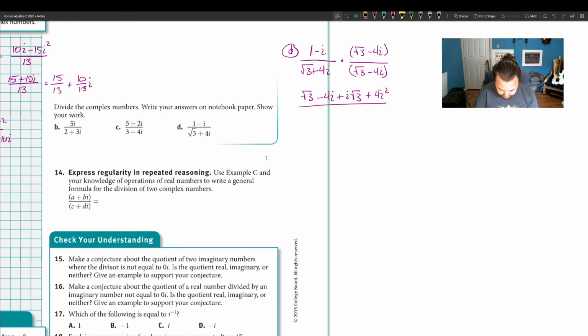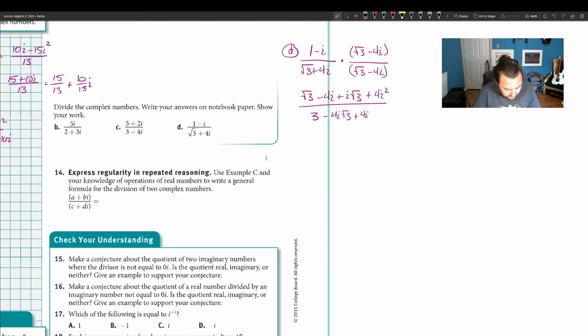Square root of 3 times square root of 3 will be 3. Square root of 3 times negative 4i will be, nope, I got myself mixed up. I'm trying to do too many things at once. 3, root of 3 times negative 4i will be negative 4i roots of 3. Then we'll do positive 4i roots of 3. And then we will do negative 16i squared. So it looks messy. Let's see what goes together here.